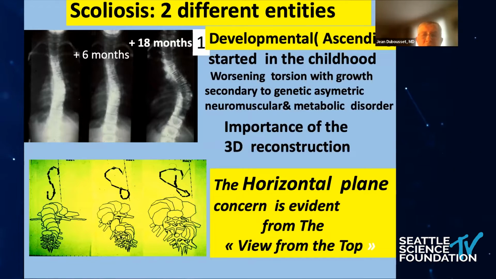So when you see scoliosis, there are two different entities. You have what I call the ascending one, developmental. When you see the progression at 6 months, 18 months, and look at the representation in the horizontal plane, you see evidently that it is a horizontal plane deformity.